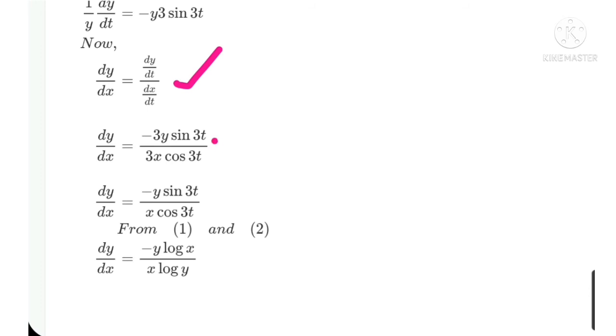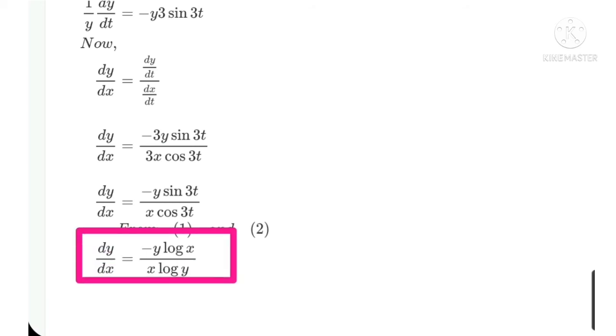Put the values. So what happens? See here, 3 gets cancelled. Minus y sin 3t upon x cos 3t. And from equations 1 and 2 you can write sin 3t is log x and cos 3t is log y. So we get the final answer as dy by dx is equal to minus y log x upon x log y.